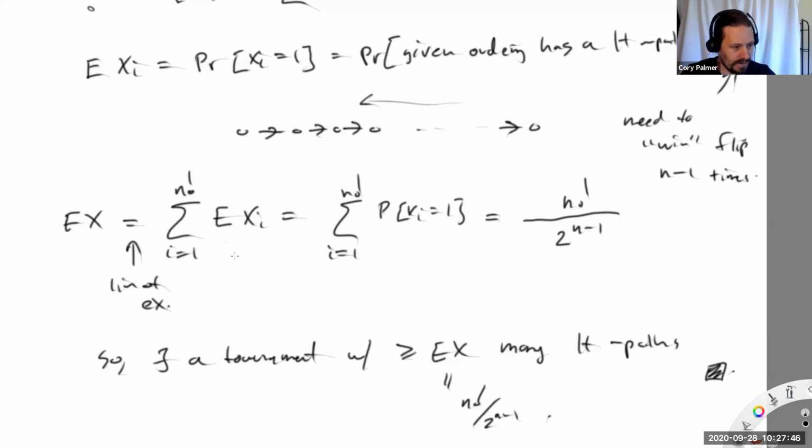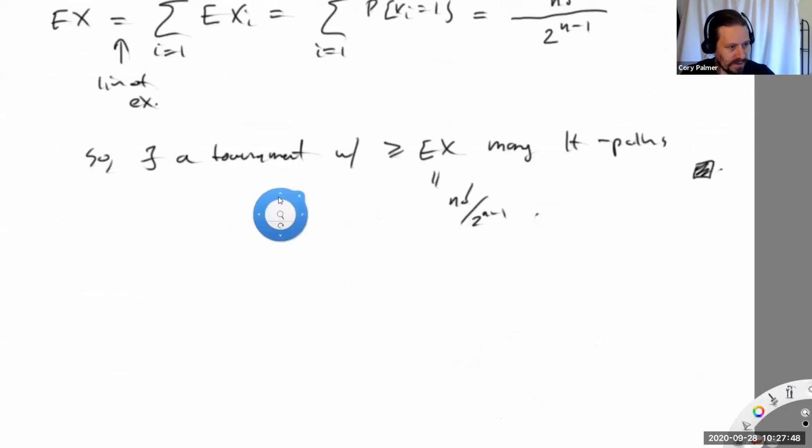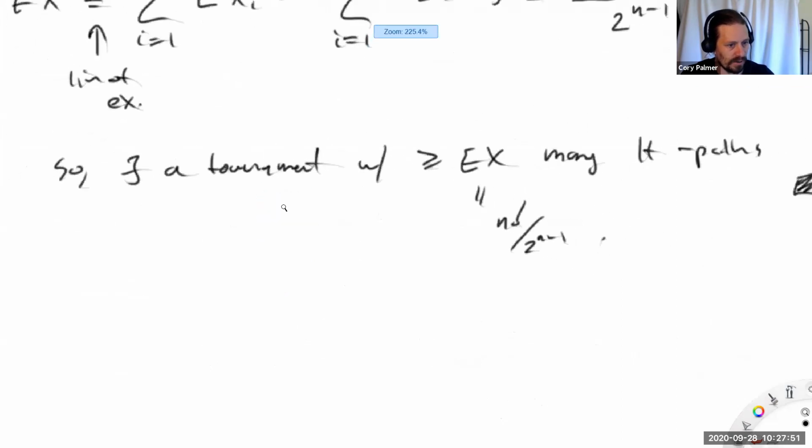Okay, so that's one of my favorites. Let's now try to look for a Hamiltonian cycle.